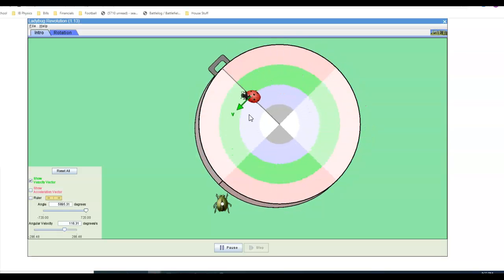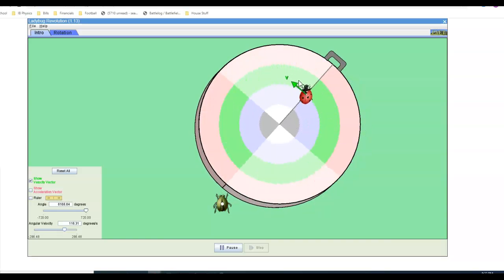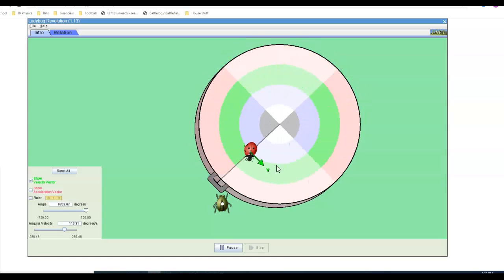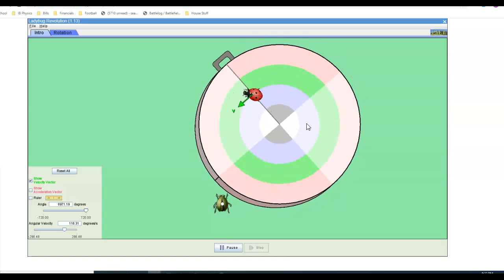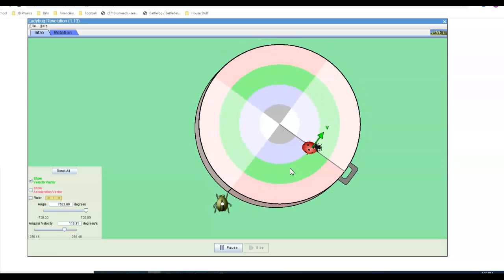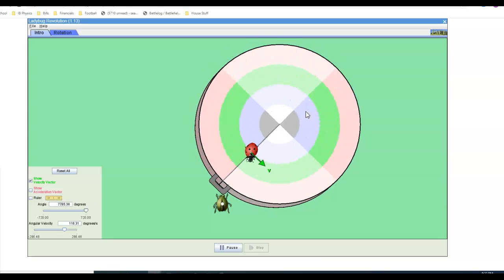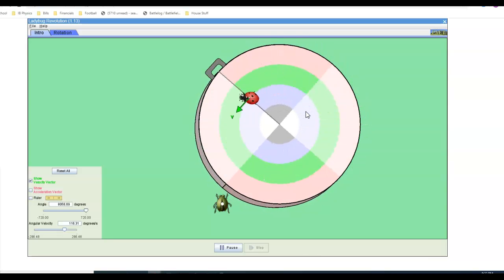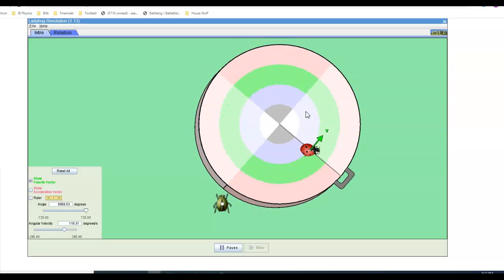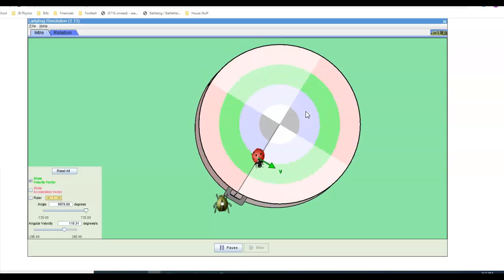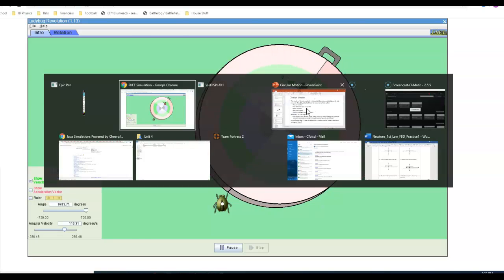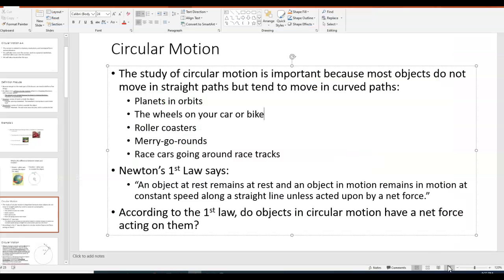The answer is that it's changing. Even though the size of the arrow is not getting bigger or smaller, the direction that the arrow is pointing is changing. Because the ladybug is changing directions, it's changing velocity, since the direction part of velocity is changing. Because the velocity is changing, there must be a net force, because of Newton's first law. The only way your velocity is changing is if there's a net force acting on you. So objects in circular motion do have a net force.